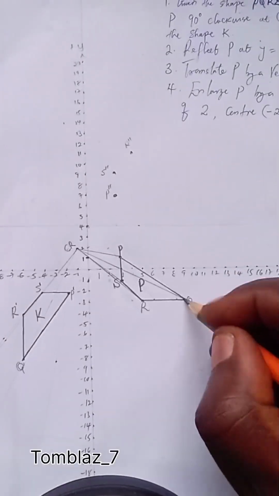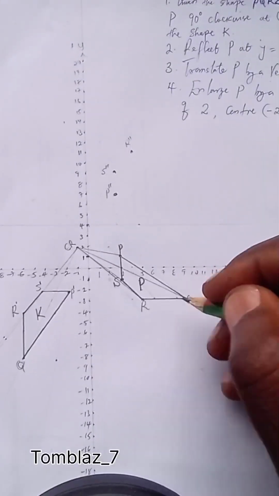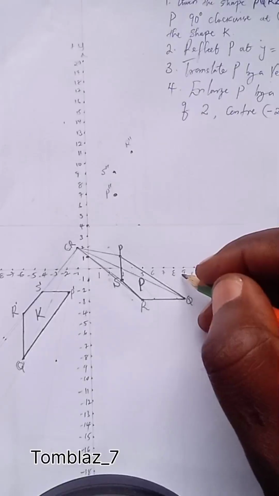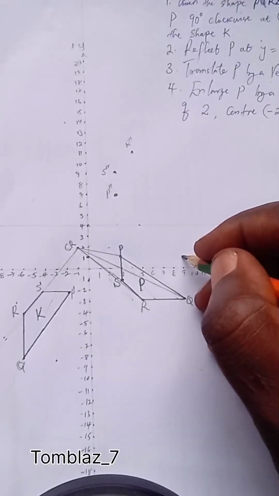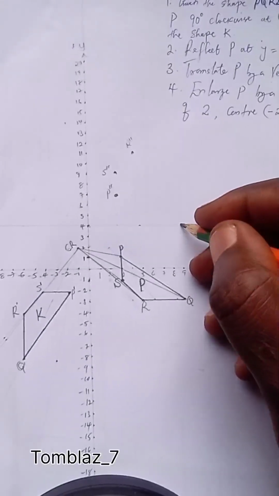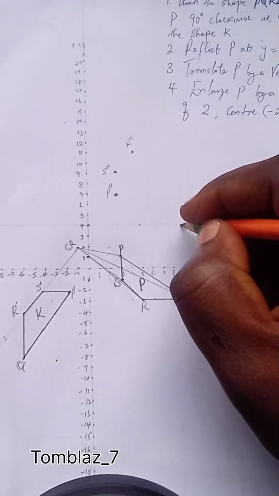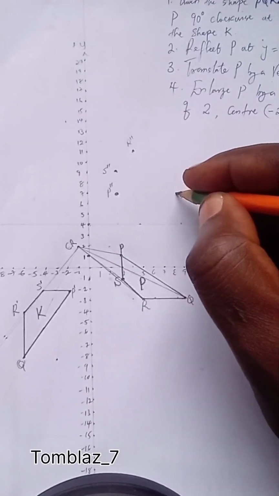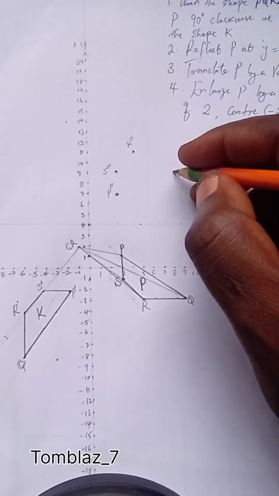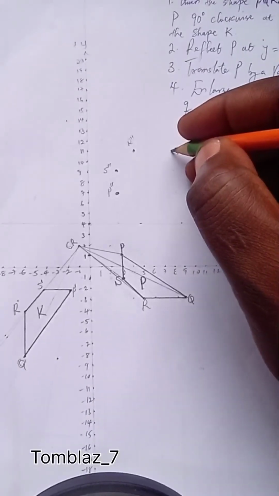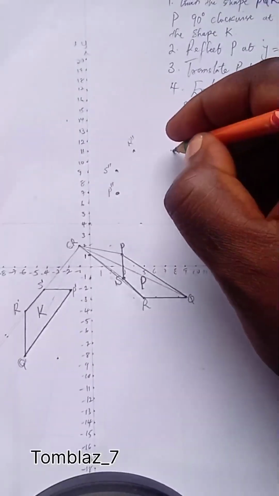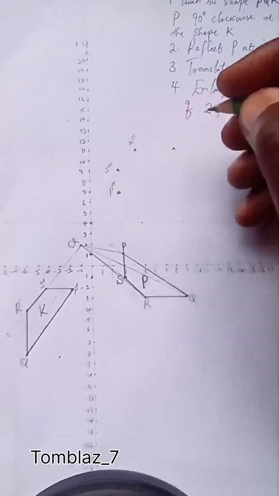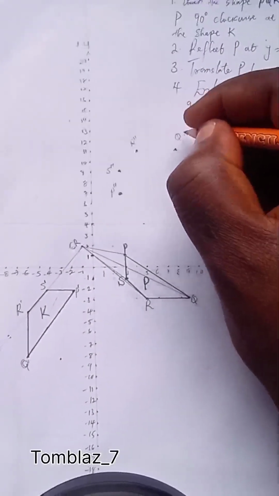Then for Q, we have to go 1, 2, 3, 4, 5, 6, 7. So we have to take it 7 again as well this way. So we go 1, 2, 3, 4, 5, 6, and 7. This is where our new Q is. So this is going to be Q prime prime.